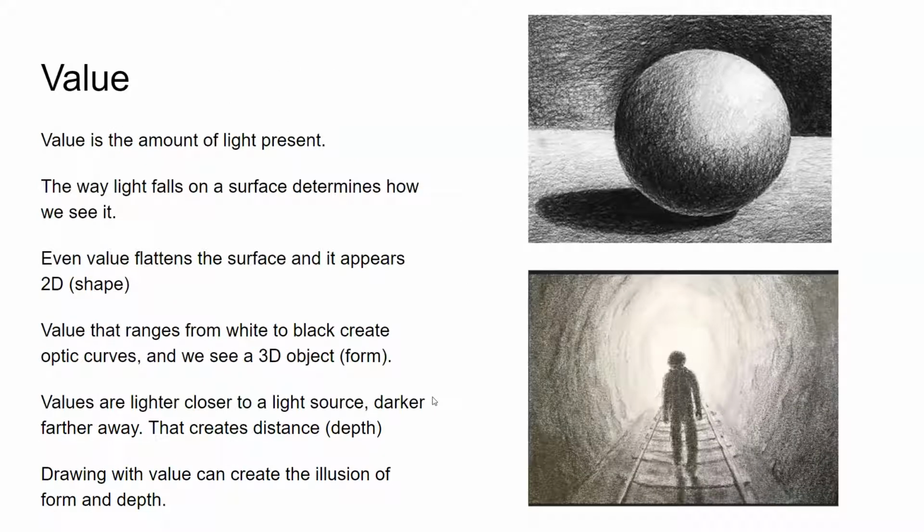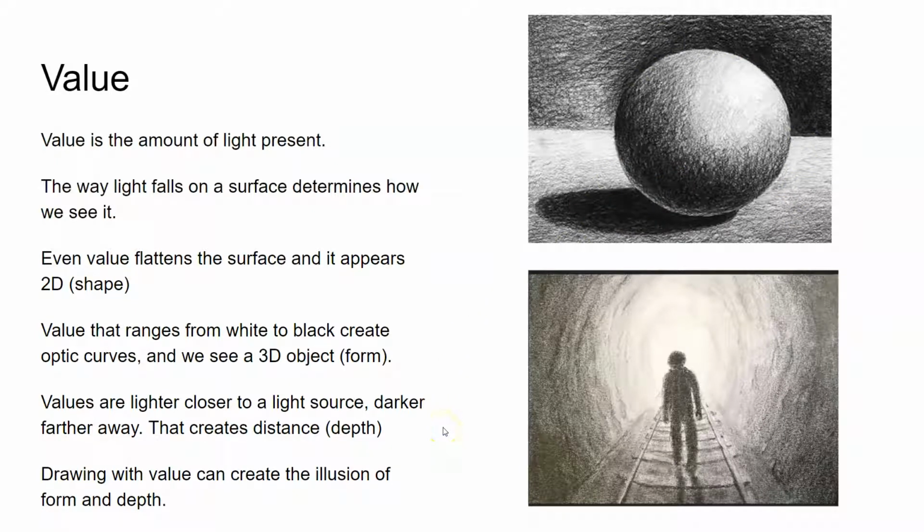Value, which is something we'll be concentrating on this week, is the amount of light present. It's the way the light falls on a surface, and that determines how we see something. If the light falls on the surface very evenly, then the surface looks like it's flat and two-dimensional. If a value that ranges from white to black creates optic curves, and we see a 3D object of form like the sphere on top.